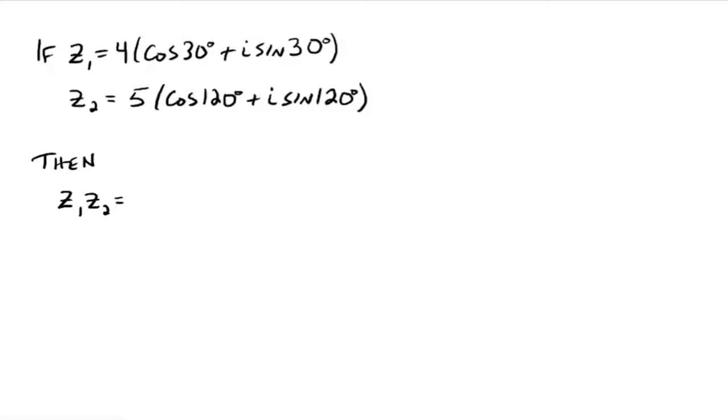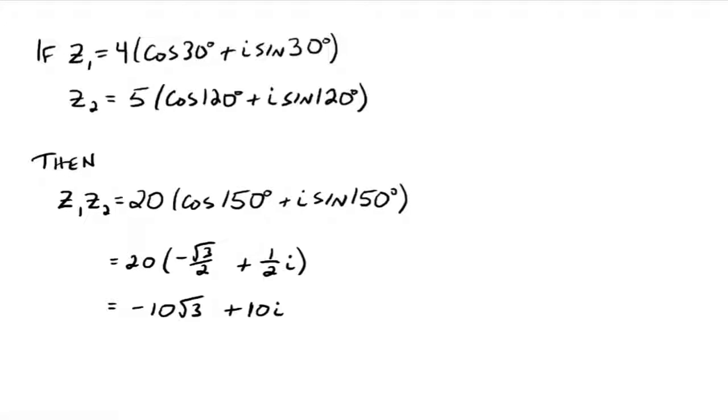For example, z1 times z2 goes to 4 times 5, which gives you 20. The cosine of 30 degrees plus 120 degrees, that's where this 150 degrees is coming from. And then the sine of 150 degrees. And then when you figure out the cosine of 150 degrees goes to the negative square root of 3 over 2. Sine of 150 degrees goes to 1/2. And you've just multiplied these two complex numbers together to get negative 10 radical 3 plus 10i. So it can make multiplying complex numbers together kind of easy.